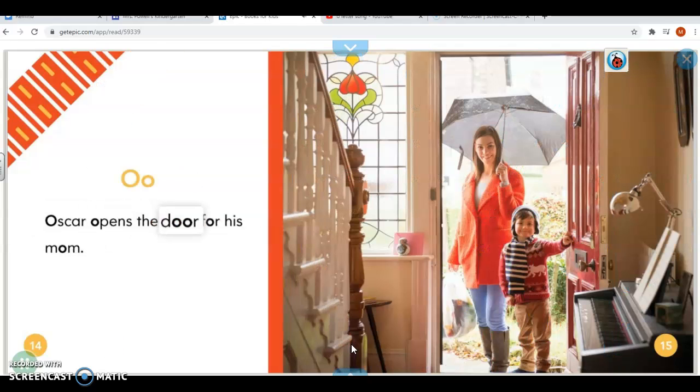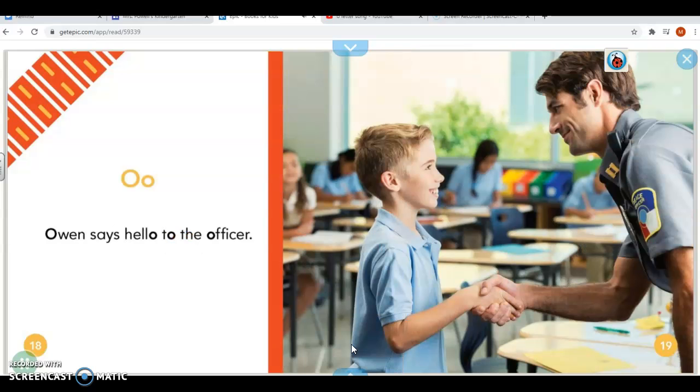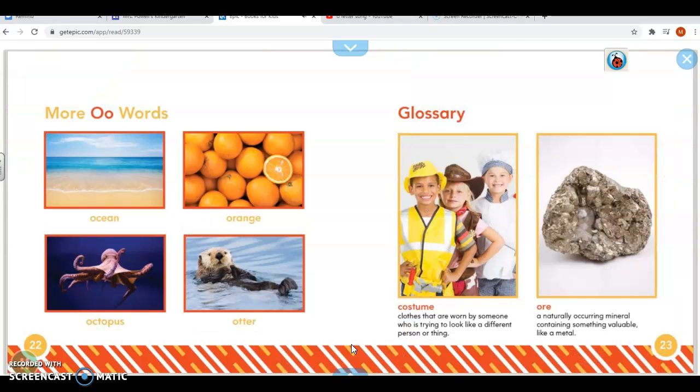Oscar opens the door for his mom. Omar looks at an oar. Owen says hello to the officer. What makes Olivia cry? An onion. More O words. Ocean, orange, octopus, otter.